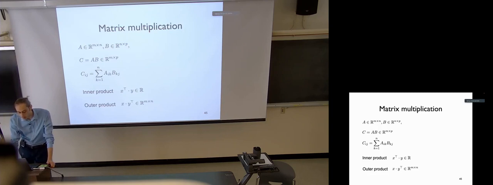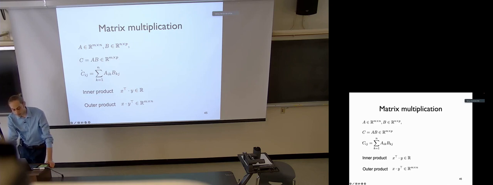So, matrix multiplication. If we have two matrices A, of size m times n, and B, then C is basically A times B. When we multiply matrices, this is a definition: Cij becomes the sum over all k of Aik times Bkj.